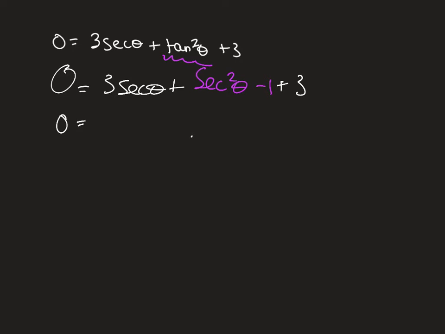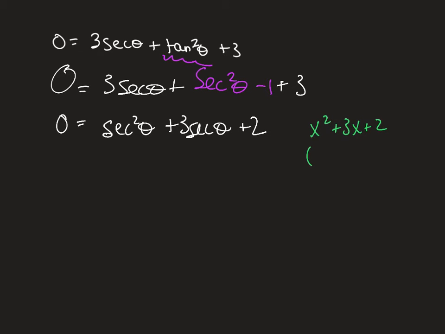So 0 equals, I'm going to put my secant squared first, plus 3 secant theta, and then minus 1 plus 3 is plus 2. And of course, again, if you need to, it's totally fine to just flip it over to algebra. So it would really be x squared plus 3x plus 2.